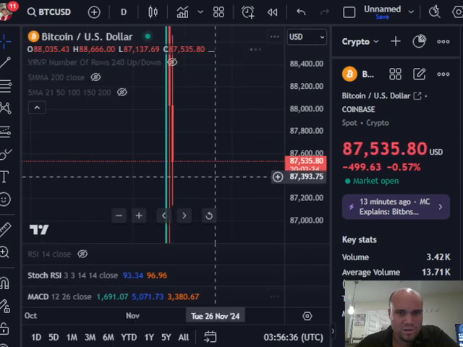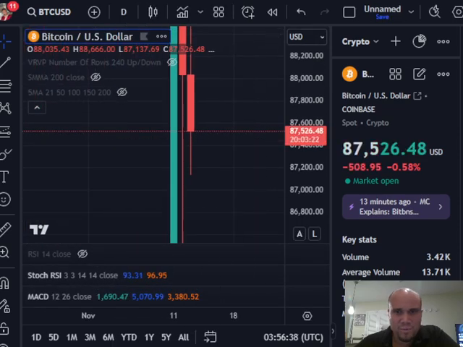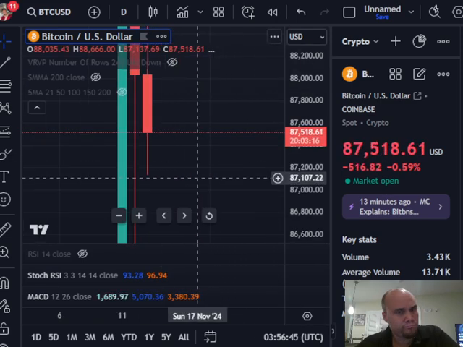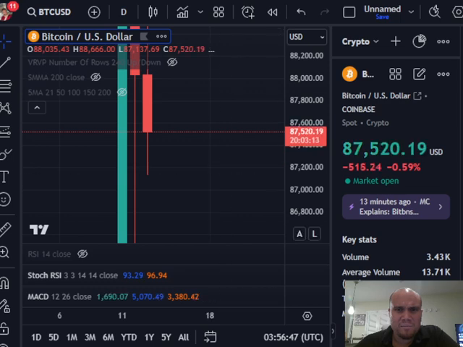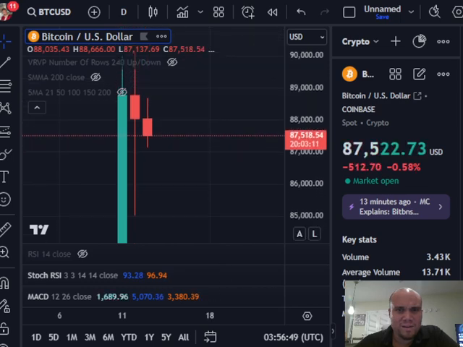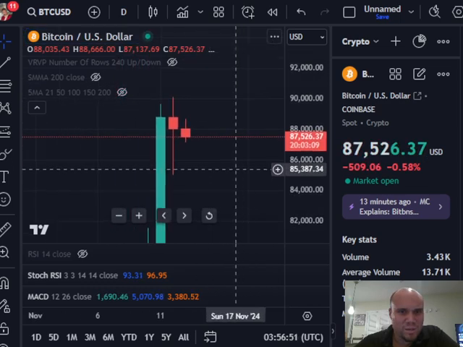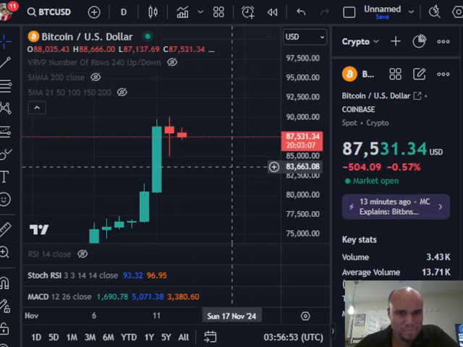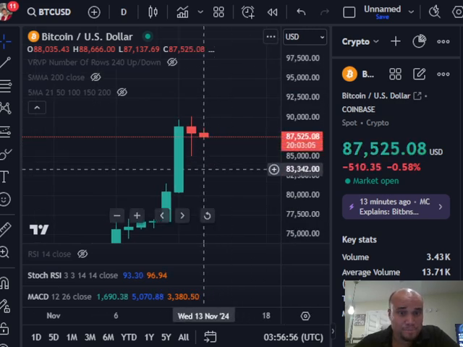If you're looking at the daily chart, you can see that we still have 20 more hours left in this day, and then we start a new day, which would be roughly 7 p.m. East Coast time. That is when we get a new candle for Bitcoin on the daily chart.